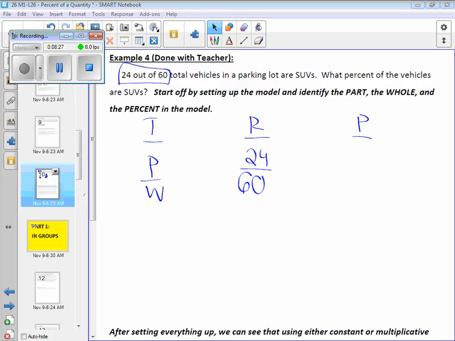I got 4 hands up. Come on. What are we trying to find? Look at the question. Christopher? Percent. That's my unknown. But we know the bottom. 70% is a number over what number? Dylan? 100.